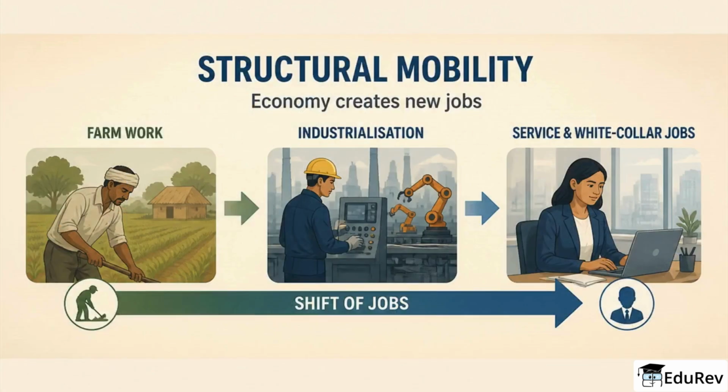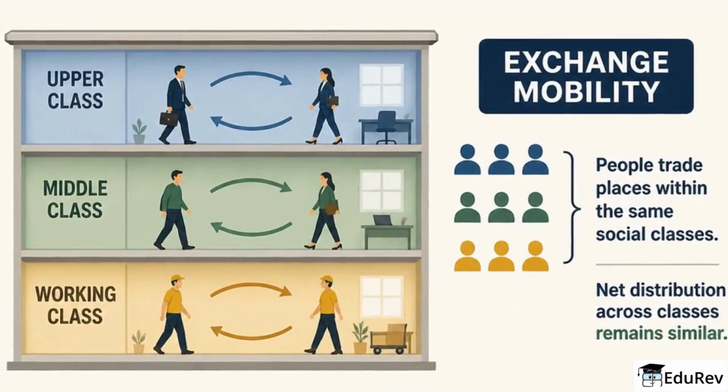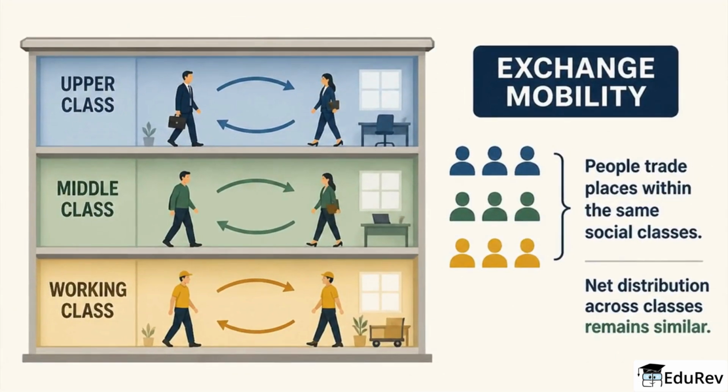Another important distinction is structural mobility, which happens when the economy creates new jobs, as when industrialization replaces farm work with service and white-collar jobs. Exchange mobility or circulatory mobility is different. People trade places so the net distribution across classes stays similar even though many individuals move.